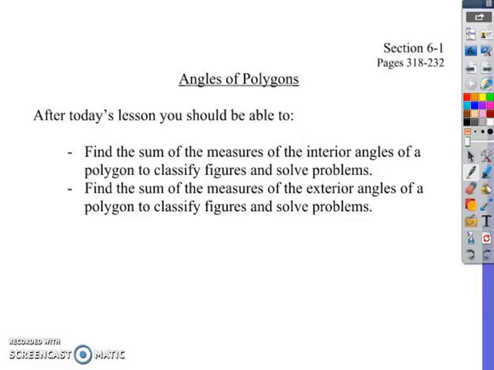All right, folks. Today we are going to study angles of polygons. After today's lesson, you should be able to figure out the sum of the measures of the interior angles of a polygon to classify figures and solve problems. I don't think we're going to get to that second bullet today, so let's just focus on the first one. Tomorrow we will hopefully hit the second bullet, which is to find the sum of the measures of the exterior angles of a polygon. But you never know what we'll get to. Let's see what we can do.